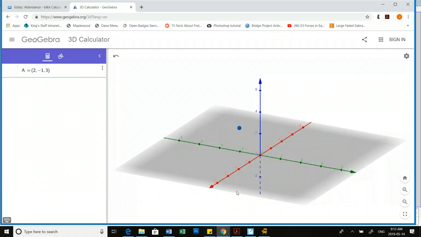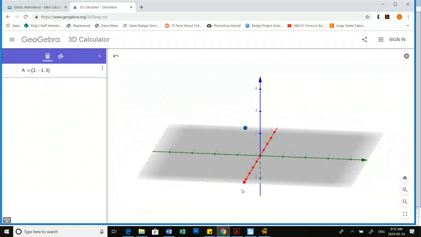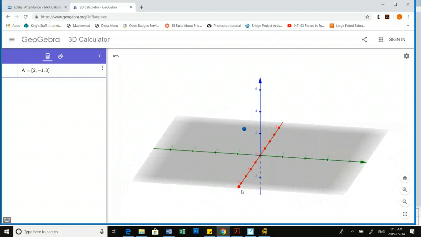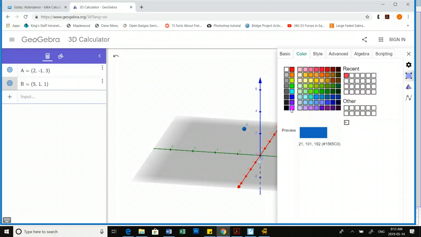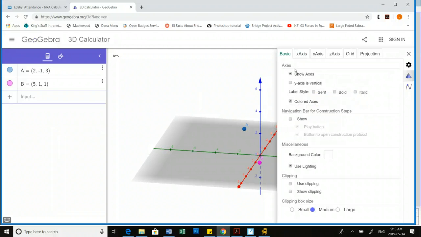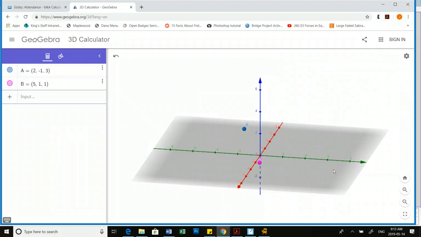Okay, so there's my point A. It's in 3-space, right? So it's kind of out there. We'll graph our point B as well. If you're using this software, capital letters are points, and lowercase letters give you a vector out to that point. So I'm using capital letters for our points here: (5, 1, 1). Okay, so there are our 2 points. I'll change the color of point A so we can see.